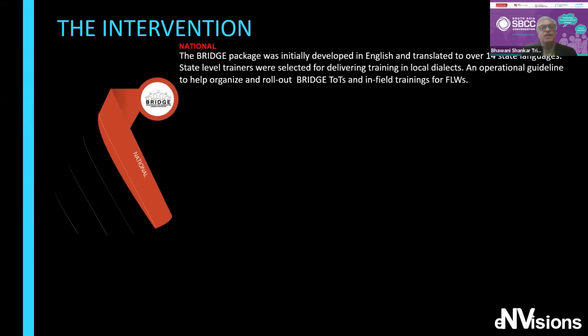So what was the intervention all about? At the national level, it was developed initially in English, and then converted and translated into 14 different languages. State level trainers were selected for delivering these trainings in the local dialects. An operational guideline was created to help organize and roll out Bridge in the trainings.